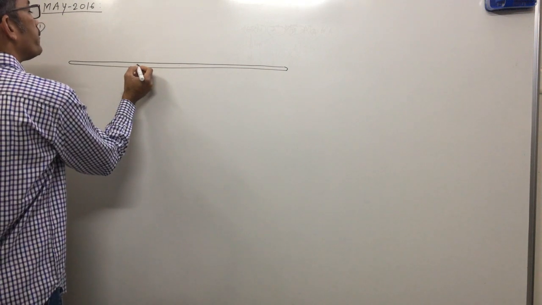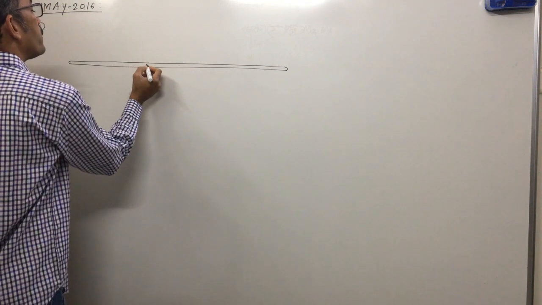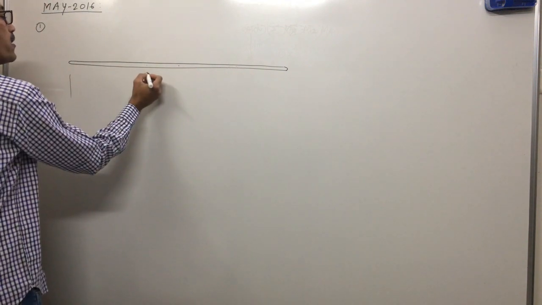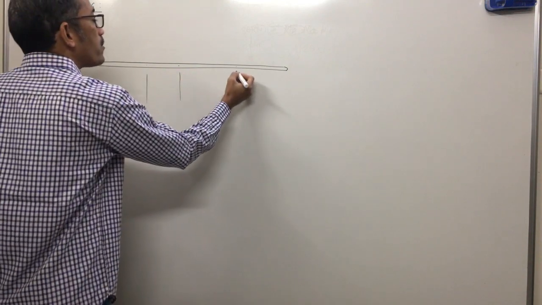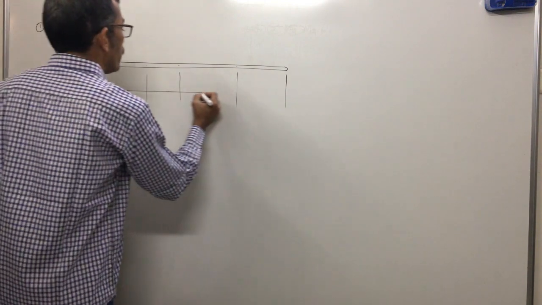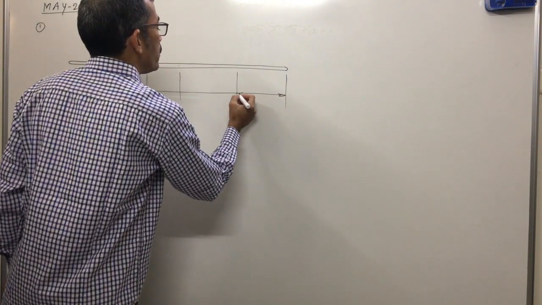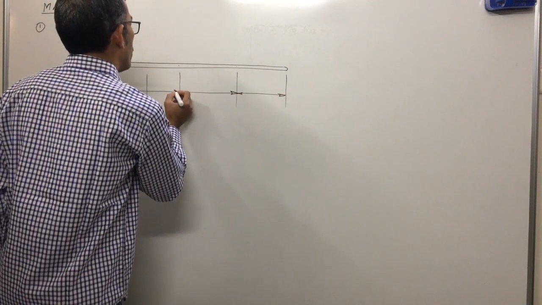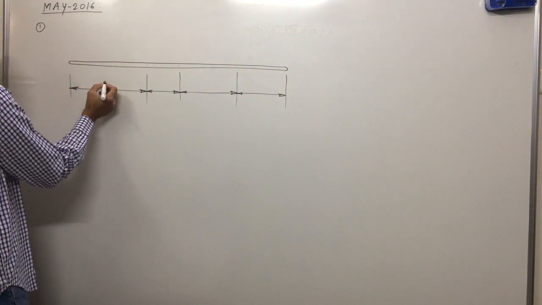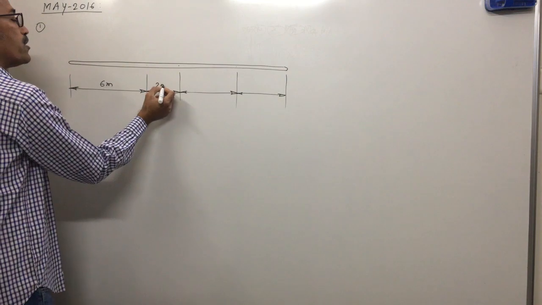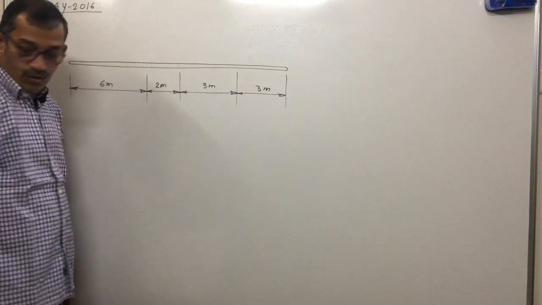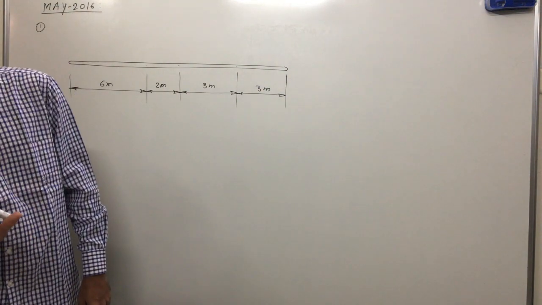First we will always properly represent the lengths, meaning all distances, which are very important when we take moments. So this is the given beam. The length is divided in 4 parts: 6 meter, next 2 meter, next 3 meter and 3 meter. 6, 2, 3, 3.